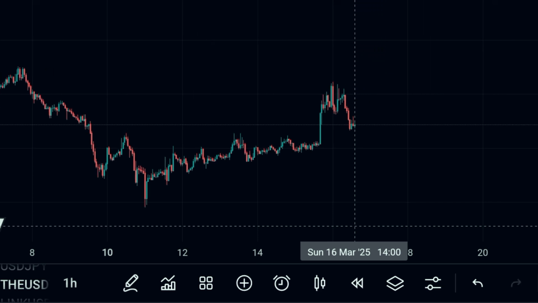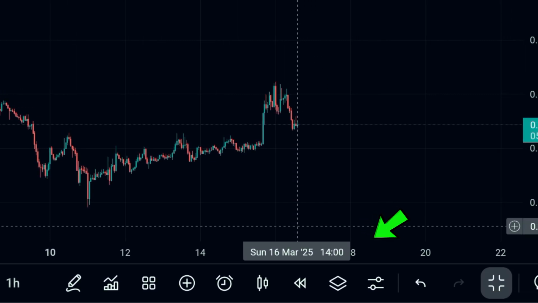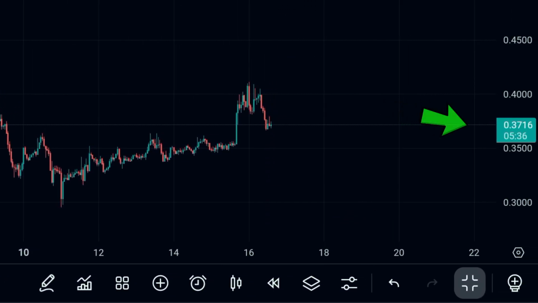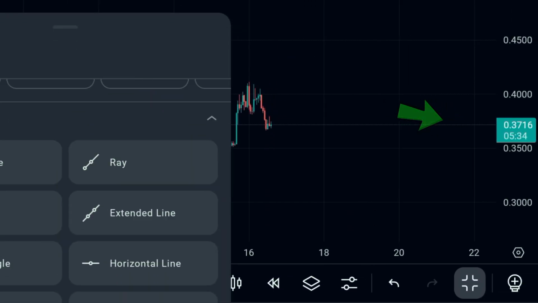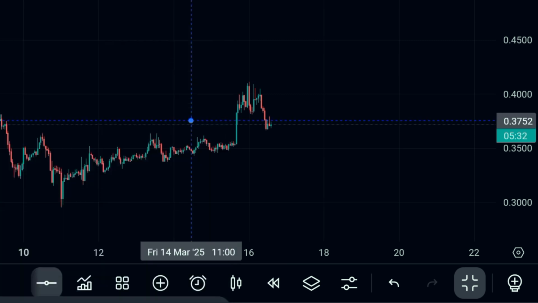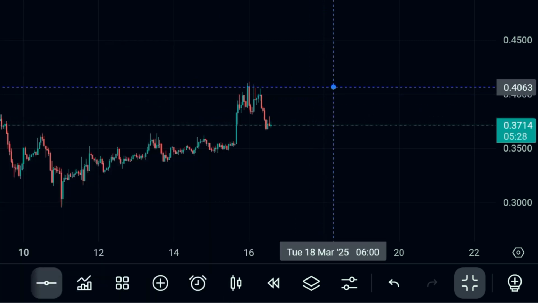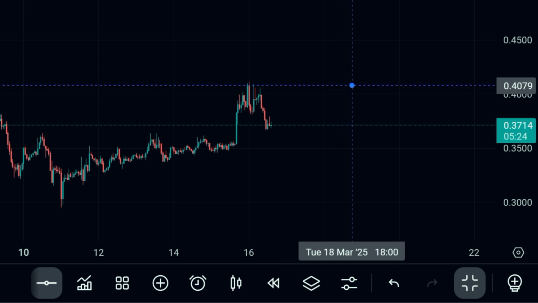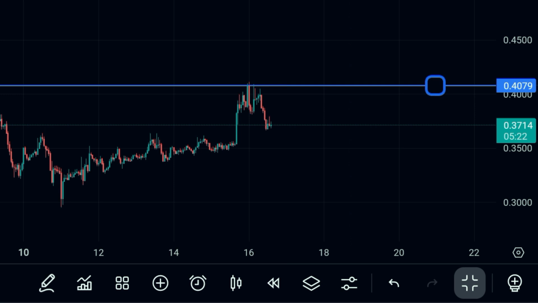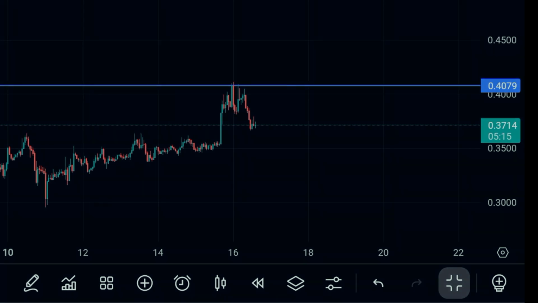The time now is 16th March, 14 o'clock, and the current price of this coin is 0.37 USDT. After analyzing, I am seeing a strong opportunity of this coin pumping to 0.40 USDT. Now let's set a target at 0.40 USDT. I trade spot without any stop loss. This is a part of my strategy.